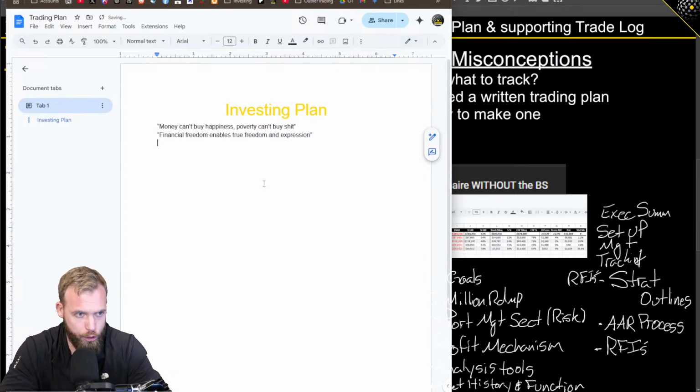Financial freedom enables true freedom and expression. The reason why I put this in here is because it reminds me not just that making money is for the sake of making money to go buy cool shit. It's that money literally allows you to be unabashedly yourself, period. Whatever that is, hopefully it's a good person, but it allows you to be exactly what you want to be, who you want to be.